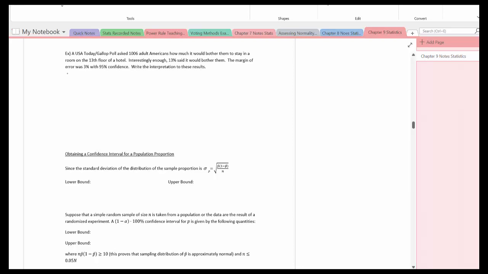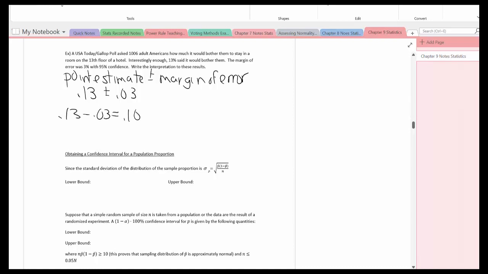Okay, so remember, it is the point estimate plus or minus the margin of error. So it's 13%, I'll write as a decimal, plus or minus. We have a 3% error, that's 0.03. So I'll separate. Right, so my confidence interval would be this.